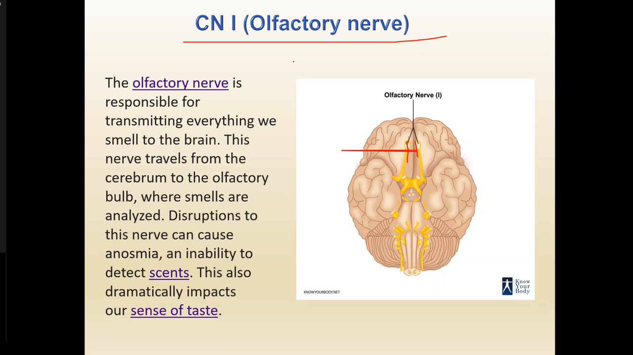Some people who are experiencing, hopefully short-term, side effects of the SARS-CoV-2 virus, which causes COVID-19, are in fact experiencing loss of smell and loss of taste. Hopefully this will be a temporary situation. We still don't know exactly if it could be permanent.